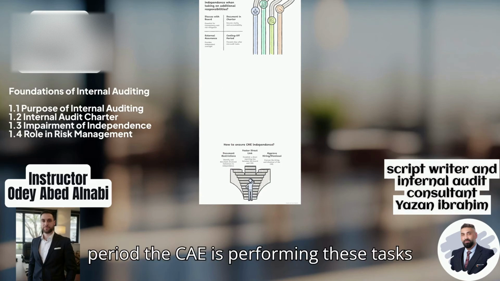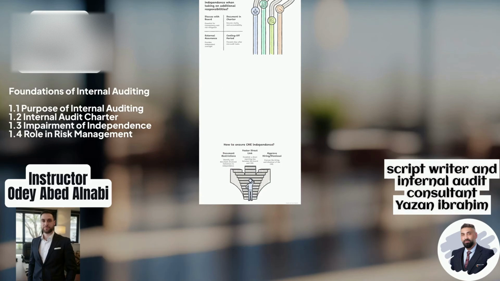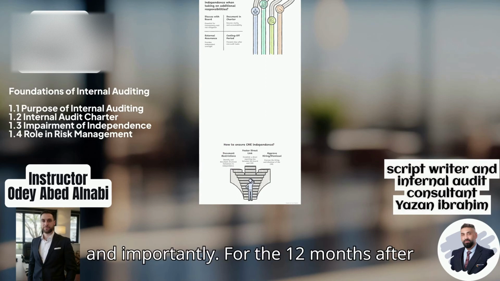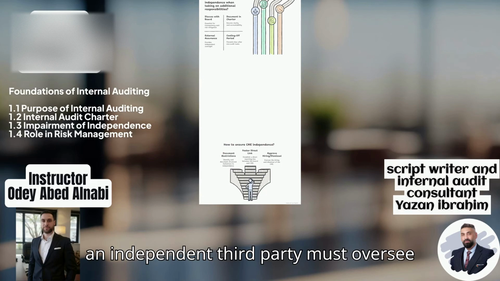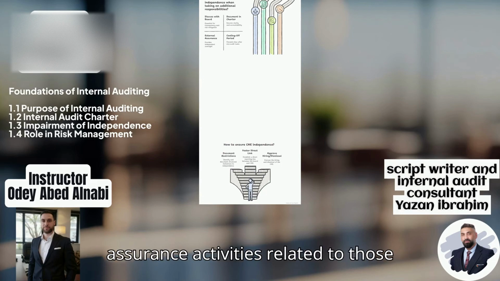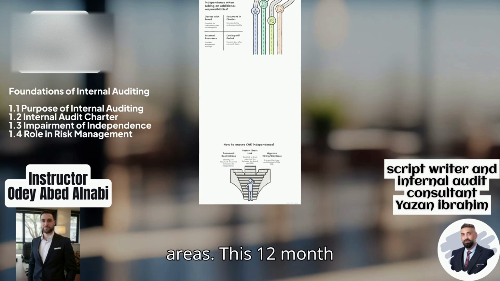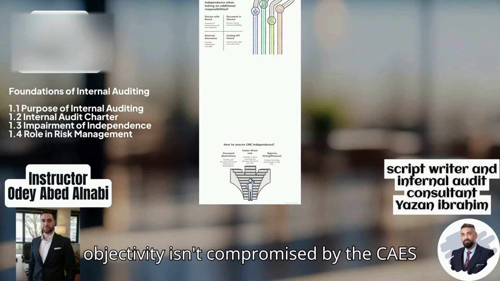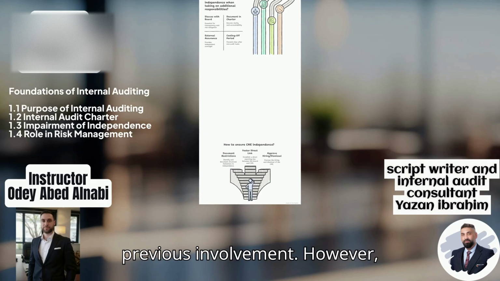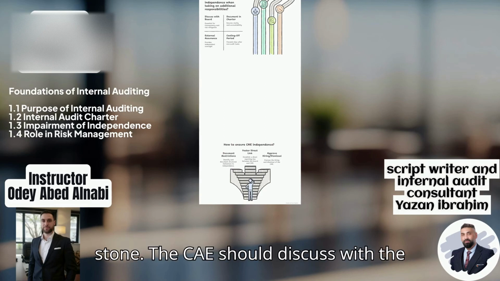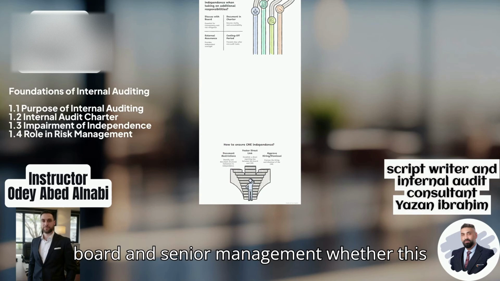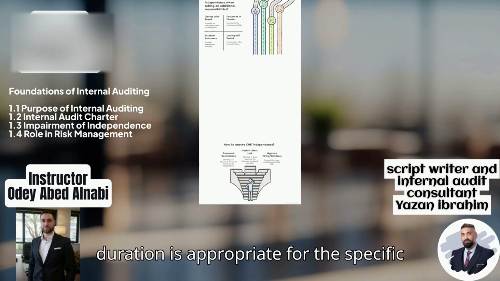During the period the CAE is performing these tasks, and importantly, for the 12 months after they relinquish those responsibilities, an independent third party must oversee assurance activities related to those areas. This 12-month cooling off period helps ensure objectivity isn't compromised by the CAE's previous involvement. However, the standard 12-month period isn't set in stone. The CAE should discuss with the board and senior management whether this duration is appropriate for the specific circumstances.